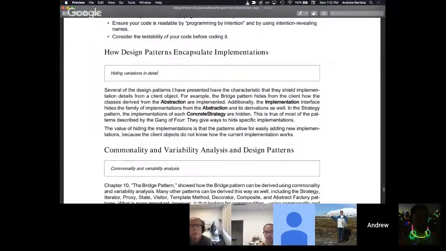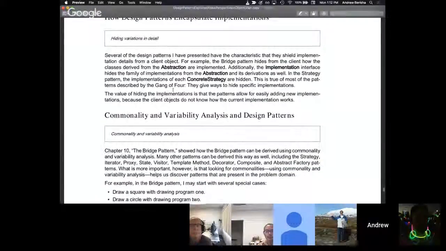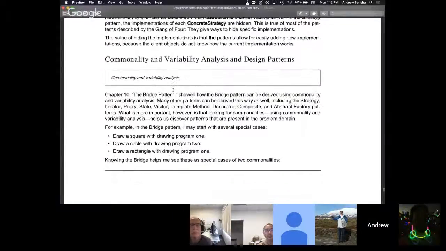Design patterns, calculations, commonality, variability analysis.